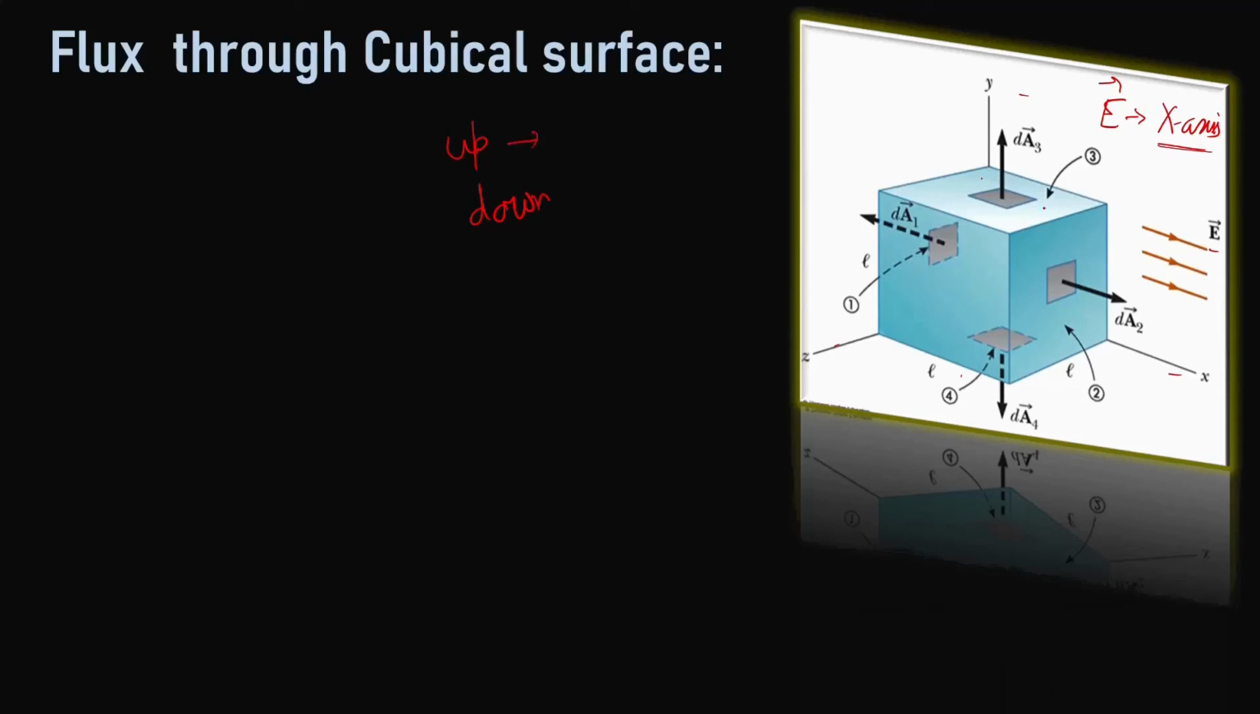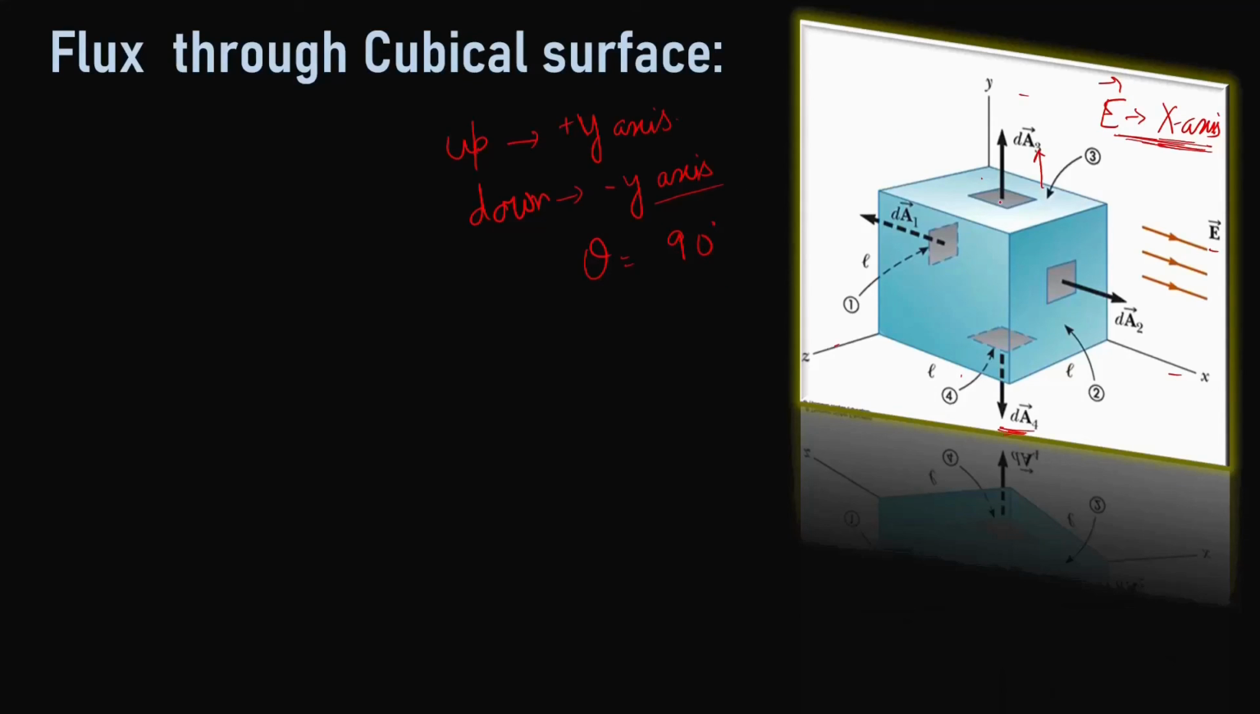For the upper face, its area vector will be pointing along the positive y-axis. Keep in mind the direction of the area. For the downward face, that is A4, represented by dA4, it will be pointing along the negative y-axis. The upper face is positive and the downward face is negative y-axis, and the direction of the electric field is fixed along the x-axis. So the angle between the electric field and the area vector comes out to be 90 degrees. The angle between the x and y-axis is 90 degrees.